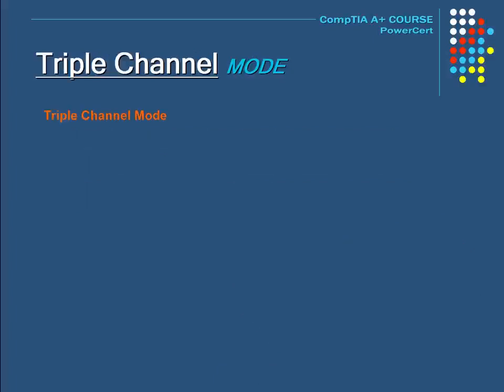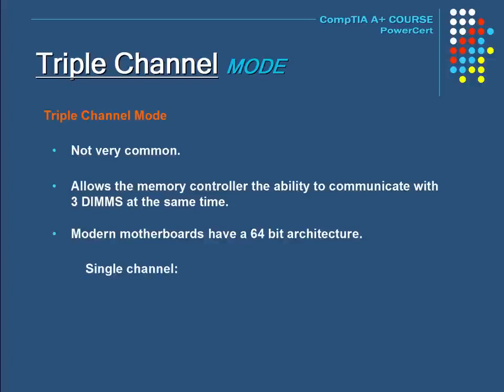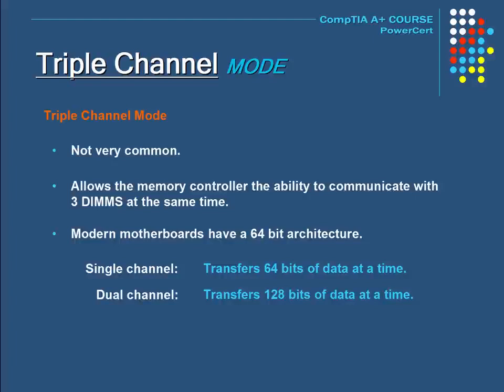And there is also triple channel mode. Triple channel mode is not very common, and very few motherboards offer this feature. Triple channel mode allows the memory controller the ability to communicate with 3 DIMMs at the same time. In modern computers, motherboards have a 64-bit architecture. So in single channel mode, it can transfer 64 bits of data at a time. In dual channel mode, that is doubled to 128 bits at a time. And in triple channel mode, it's tripled to 192 bits at a time.